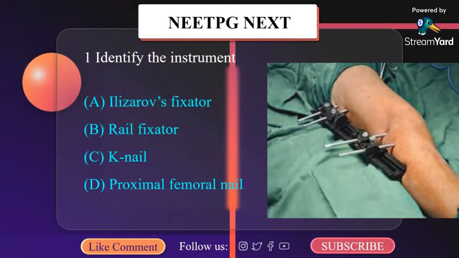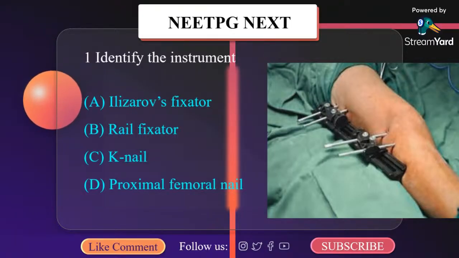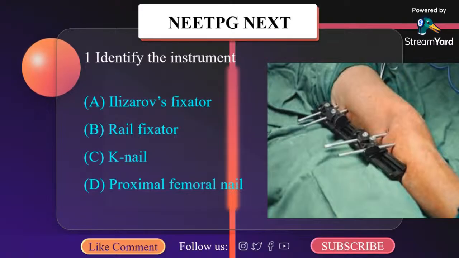However, it is less versatile as compared to Elizarov's fixator and it cannot be used at all in osteoporotic bone. It can be applied in compound fracture, limb lengthening, infected non-union, etc. So the correct answer here is B, rail fixator.